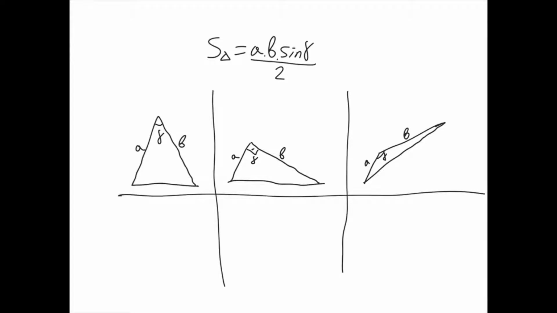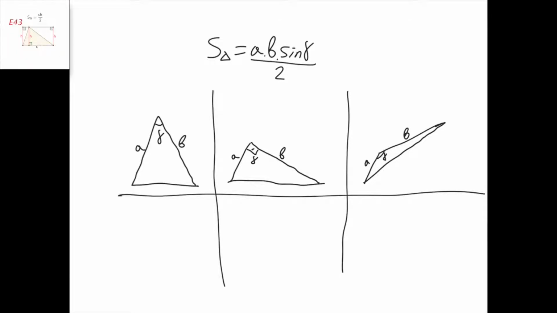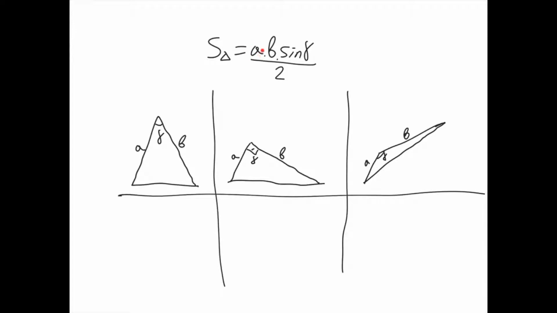I'm going to prove the formula that the area of a triangle equals one of its sides times one of its other sides times the sine of the angle between these two sides, A and B, divided by 2. And we have three cases. First case is when gamma is less than 90 degrees, such as here. Second case is when gamma equals 90 degrees, such as here. And third case is when gamma is larger than 90 degrees, which is the case here.